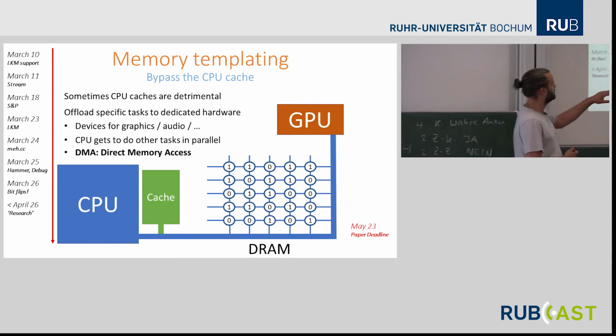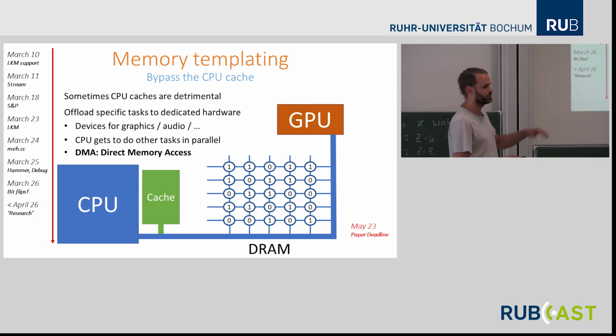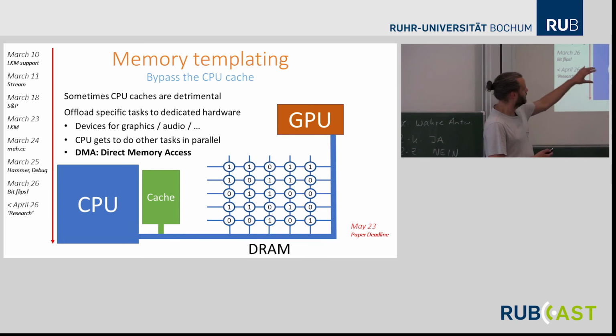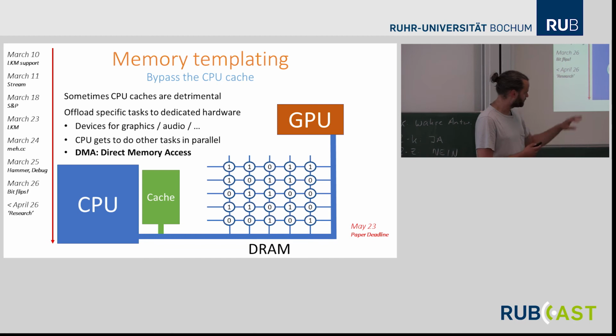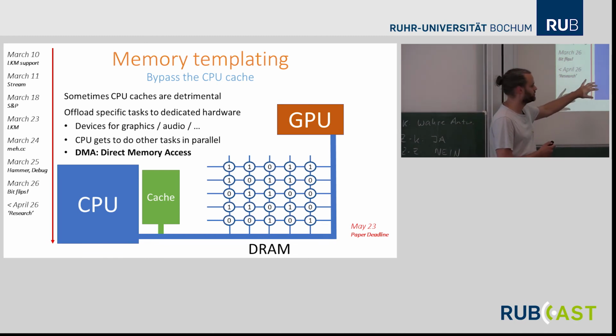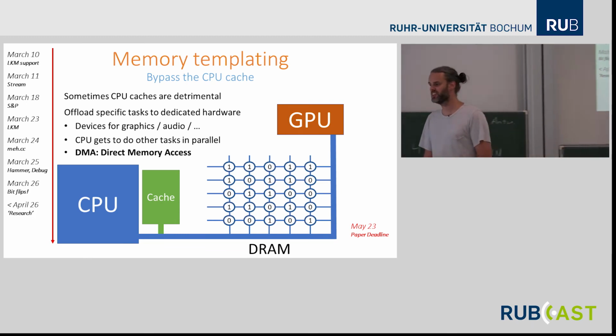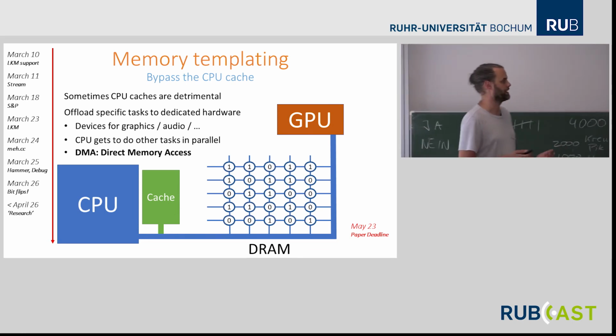For example, if you have a dedicated device that is also communicating with the DRAM, for example a GPU, then the CPU can do other tasks in parallel while the GPU is operating on the memory. And in this example, you don't want data to get stored in the CPU cache, because then the CPU might be looking at different data than the GPU is. So there's a need for every operating system to have some sort of DMA, direct memory access.